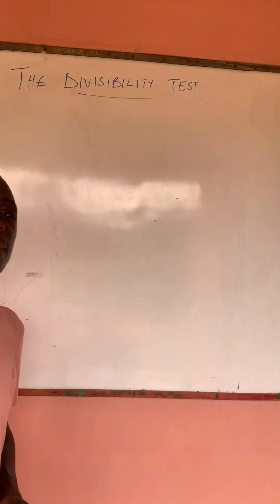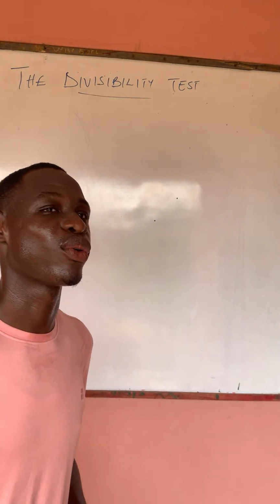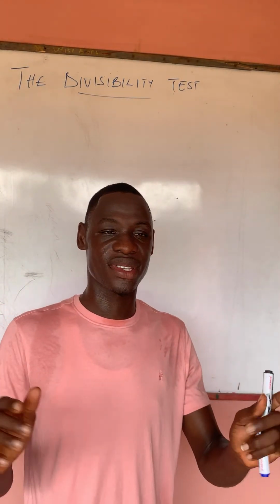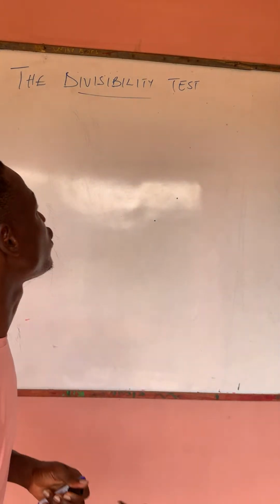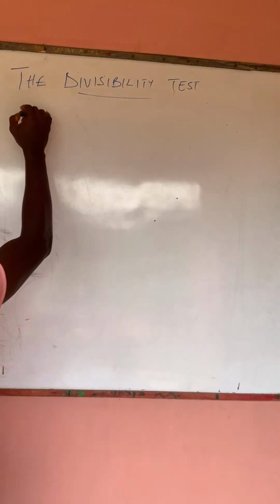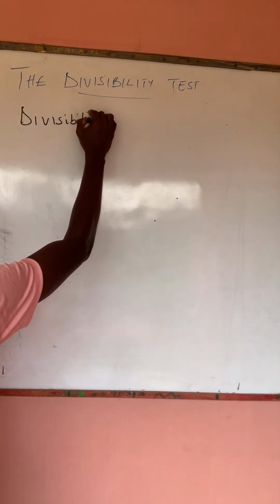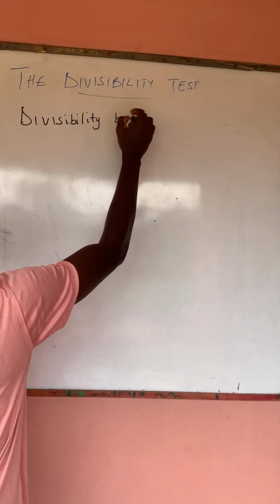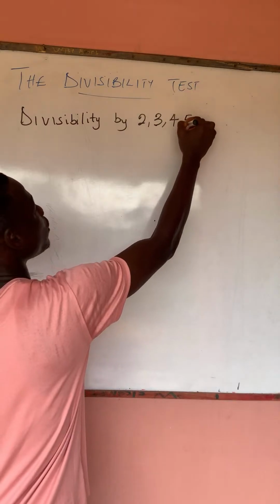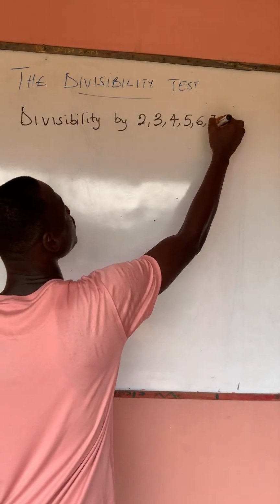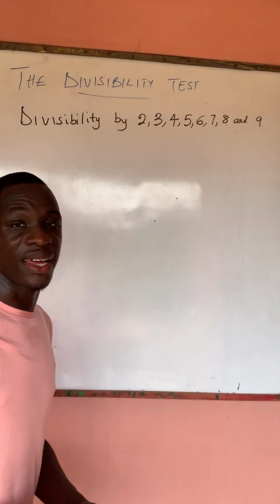We're going to run the divisibility test from 2 up to 9. We're going to cover the complete series under divisibility test this morning. So we'll check for divisibility by 2, 3, 4, 5, 6, 7, 8, and 9.